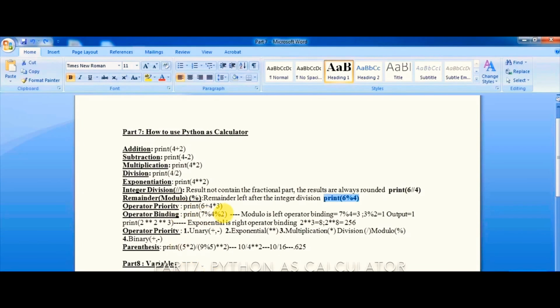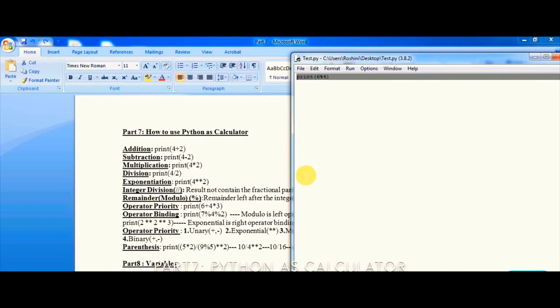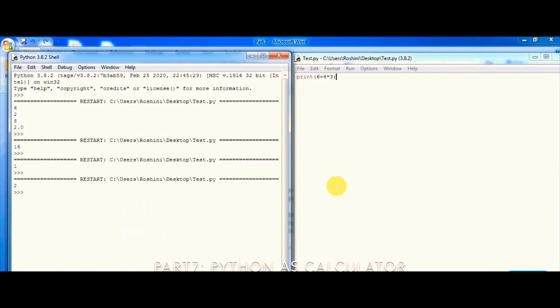Similar to mathematics, Python also has operator priority. Check this code. Python will do multiplication first, then addition. Operator priority order: first priority is for unary operators, second for exponential, third for multiplication, division and modulo, and fourth for binary operators. Let's check the output of this code. 6 plus 4 star 3. Multiplication first and then addition, and we will get an output of 18.